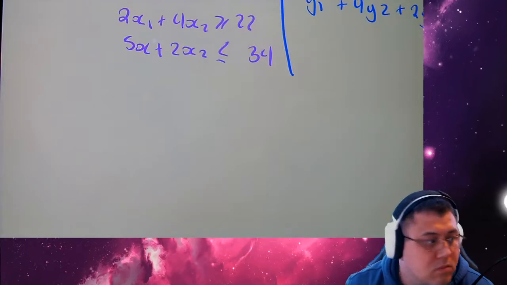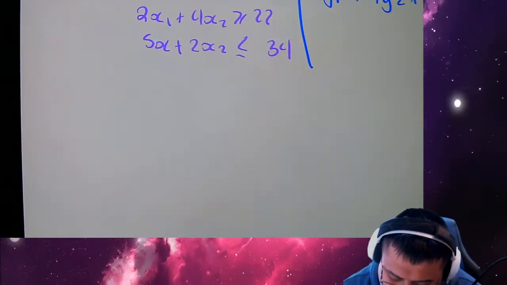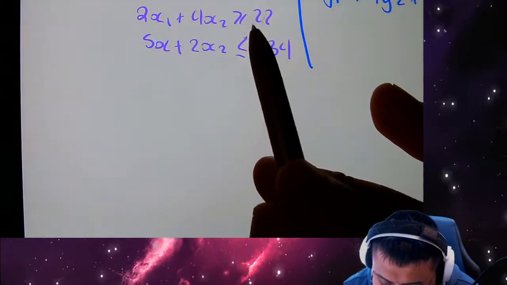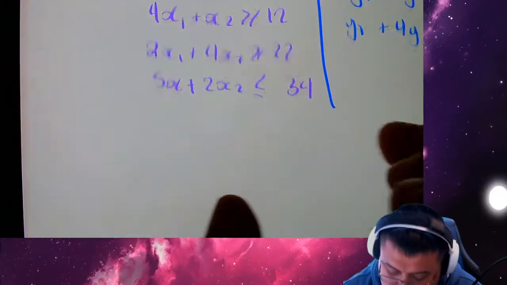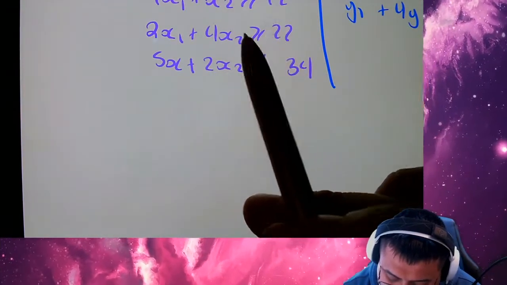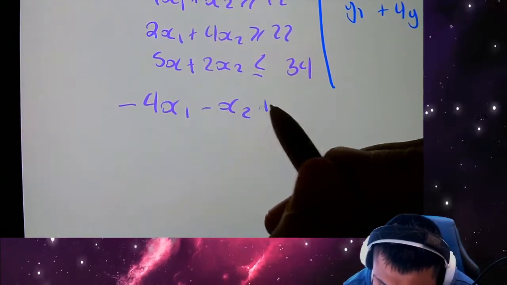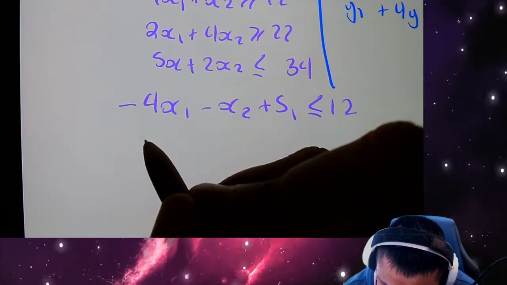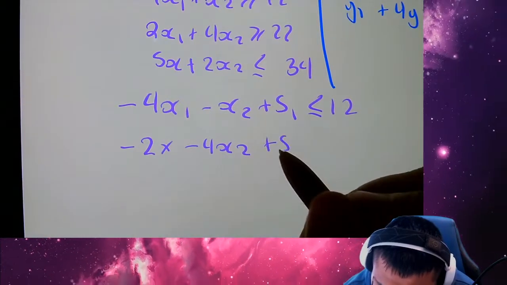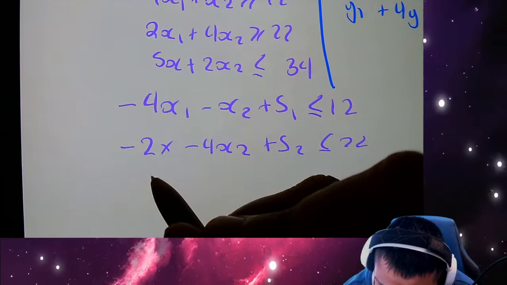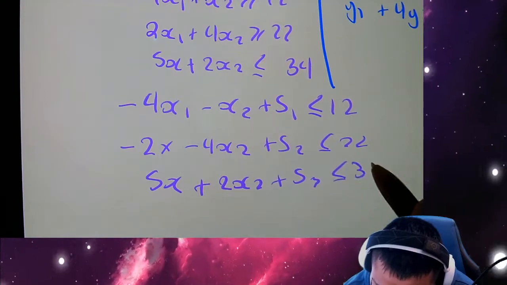So for this we'd have to add surplus variables, but it's minimize. We're gonna change this so that we can have less than or equal to. So what we're gonna get is -4x1, -x2, we're gonna add a slack variable, less than or equal to 12. And then we'll get -4x2, and we're gonna add a second slack variable, less than or equal to 22. And then we'll have 5x1 plus 2x2 plus s3 less than or equal to 34.